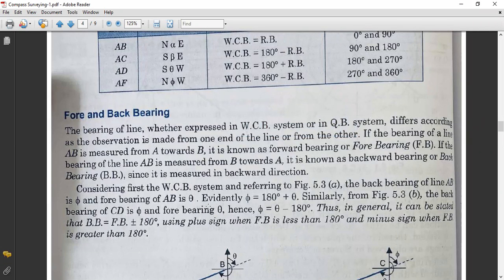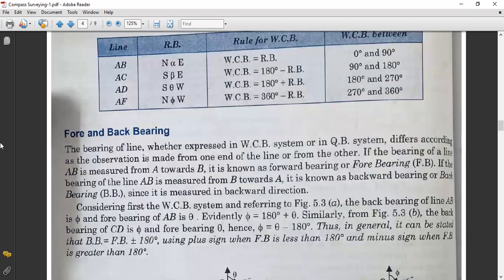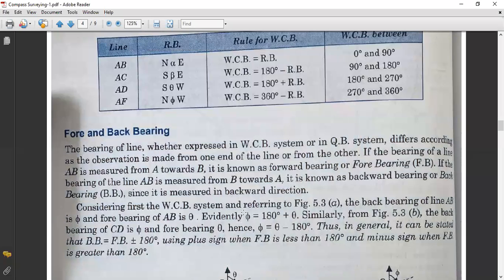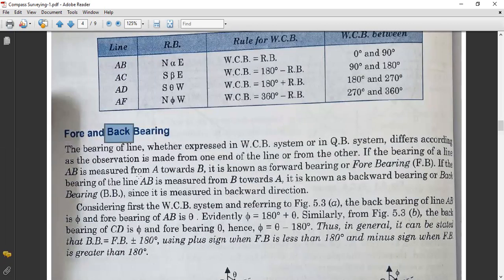Understood up to here? I hope you have understood everyone. So in the next class, we'll start with fore bearing and back bearing. How to measure the bearings from starting point to the end point or end point to the starting point. So for what we call it as fore bearing, and for what we call it as back bearing. That we will study in the next class.